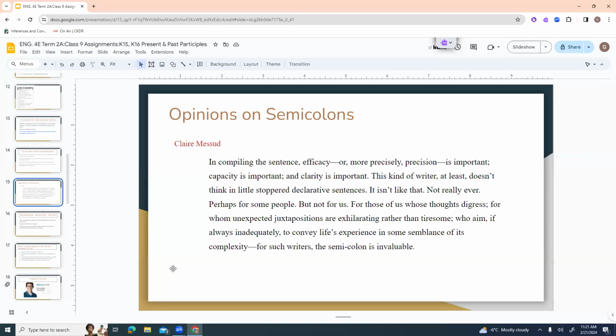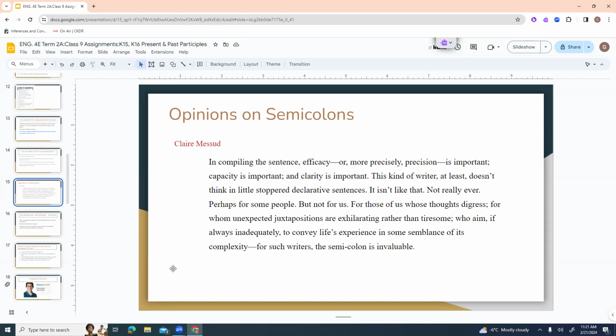Not really ever. Perhaps for some people, but not for us. For those of us whose thoughts digress, for whom unexpected juxtapositions are exhilarating rather than tiresome, who aim, if always inadequately, to convey life's experience in some semblance of its complexity, for such writers, the semicolon is invaluable.